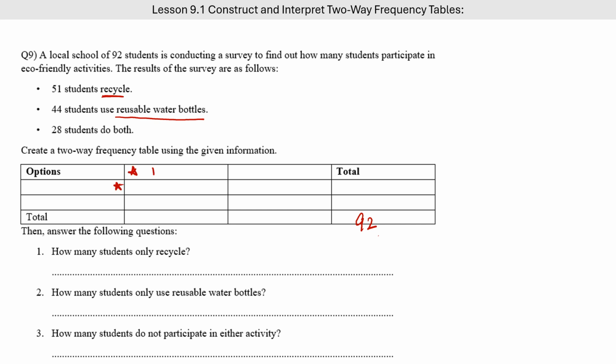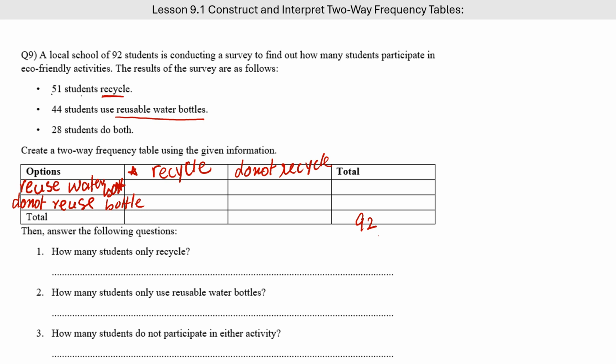For example, if I am writing here recycle, so here I will write reuse water bottles. Okay. So one I write there, one I write there. So here what do I write? Do not recycle. And what do I write here? Do not reuse water bottles. Okay, I'm writing here shortly. You write the whole thing. Okay, now after this one, we have to write the numbers.